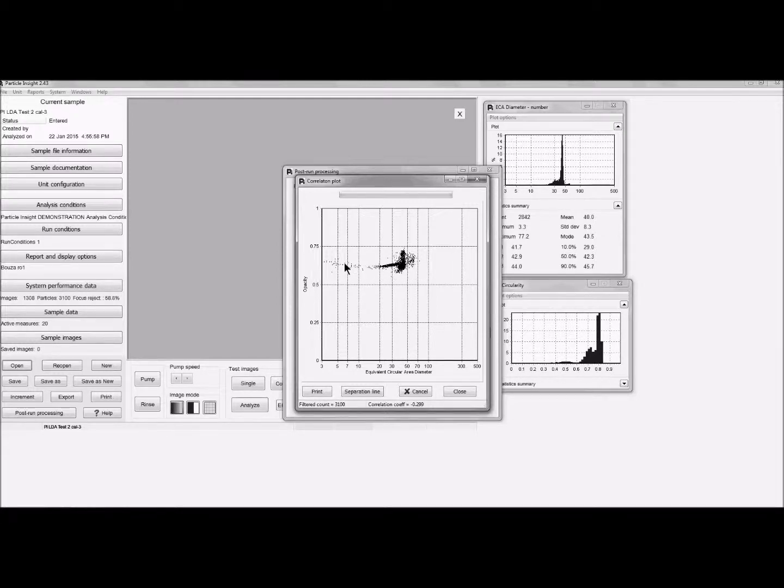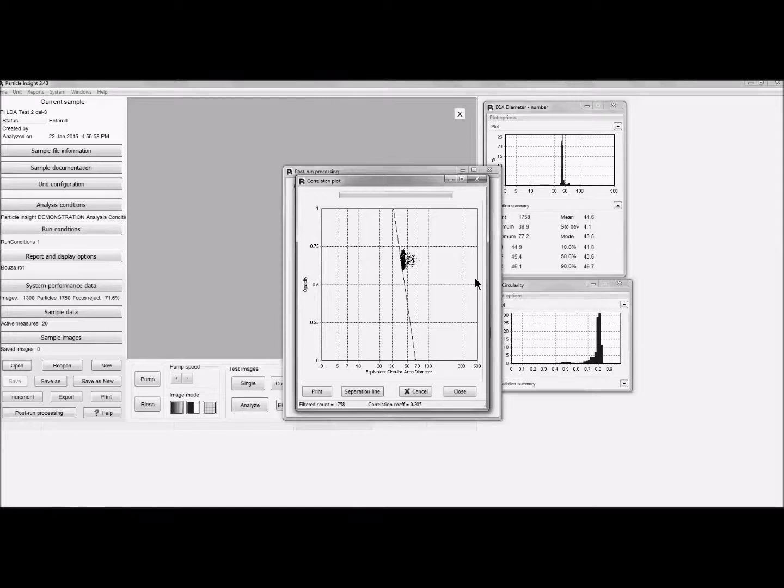There were some smaller particles, and I can tell that the opaque particles all tend to be above 0.7, all in the same region. So this really doesn't tell me a whole lot, but maybe by circularity it would tell me something. So let's change this and look at it by circularity. Anyways, we won't go into too much detail on the correlation plots, but I hope this helped you understand that the Particle Insight is very versatile.